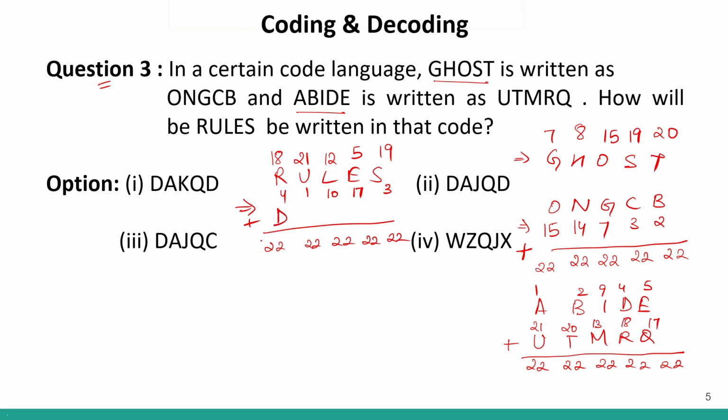So for 4 we have D, then we have A, for 10 we have J, for 17 we have Q and for 3 we have C. So the code will be D-A-J-Q-C. This is given in option number 3. So option number 3 will be the correct answer to this question. Clear?